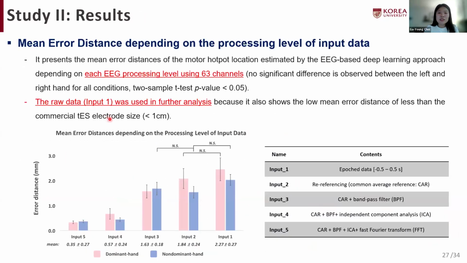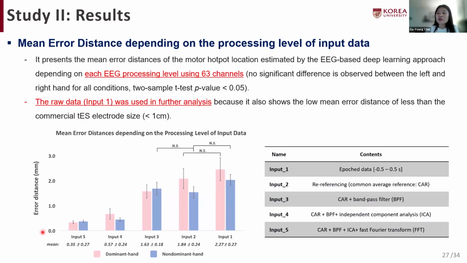This result presents the mean error distances of the motor hotspot location estimated by the EEG-based deep learning approach, depending on each EEG processing level using 63 channels. It means the healthy controls' data.